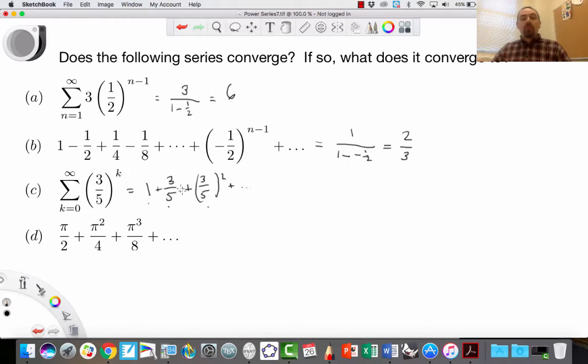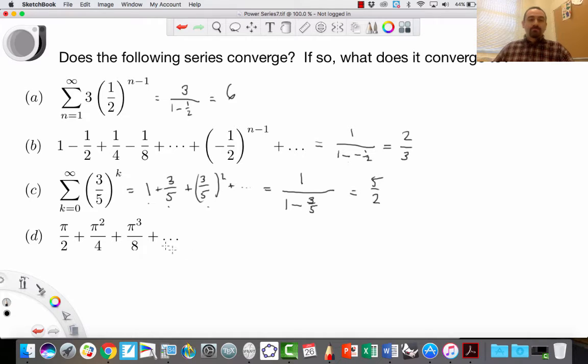Notice there are many ways to write the same series. This one, the author decided to start with the index at 0, but he could have decided to start at 2. It wouldn't have mattered as long as the formula here respected that change. So r is less than 1 in absolute value, meaning this will converge to the first term divided by 1 minus the common ratio, which is 3/5. So that's going to be 2/5 on the bottom. That should be 5 over 2.